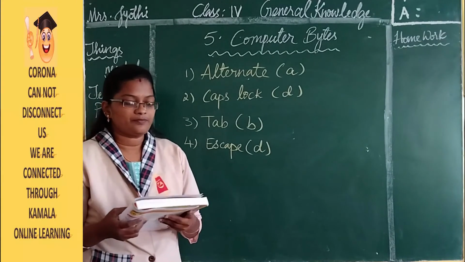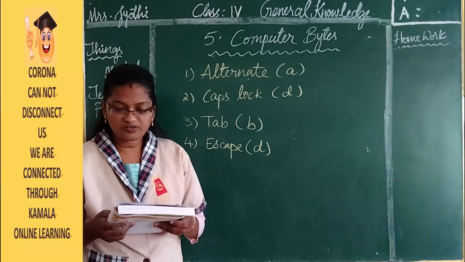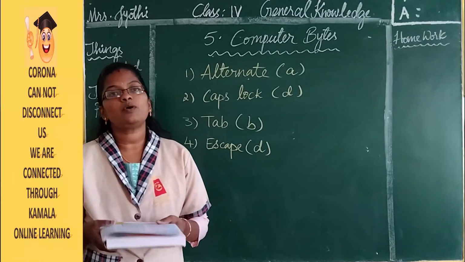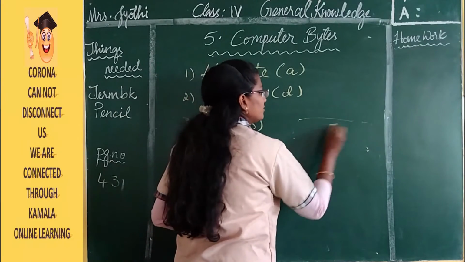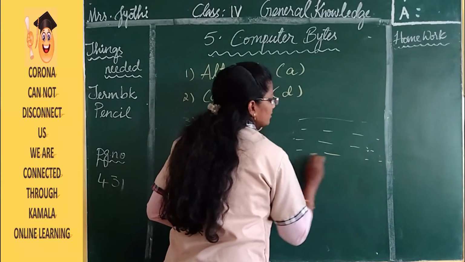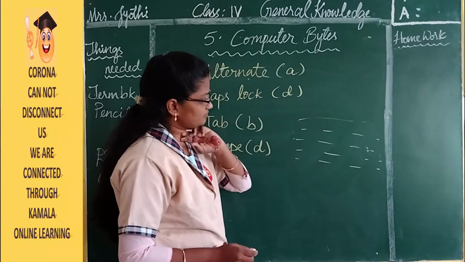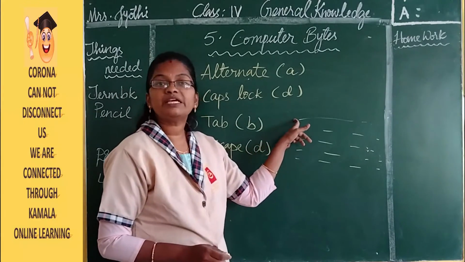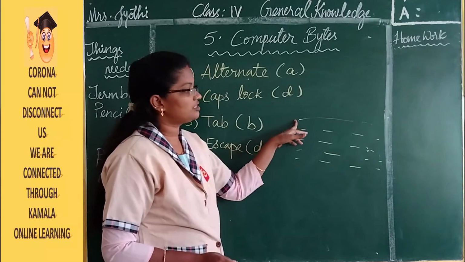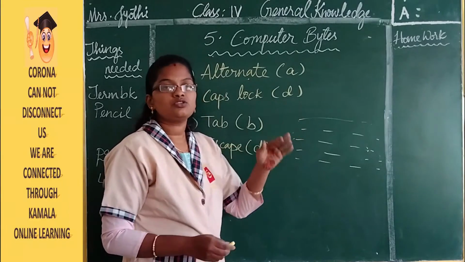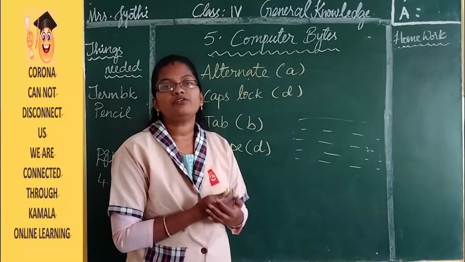Then, fifth one. Which key is used to move the cursor to the beginning of a line or to move to the top of a web page? Suppose you are typing a full paragraph here. Continuously you have typed the paragraph, and you found a mistake in the beginning line. Now you are here at the bottom, and you have found a mistake on the top line. So you want to go directly to the top line. Which button do you have to press?